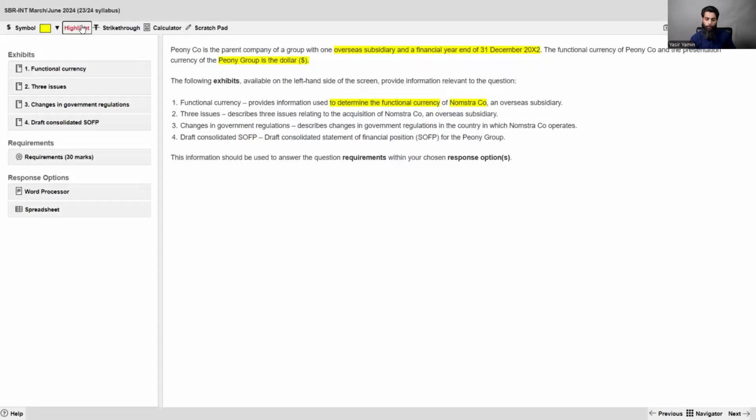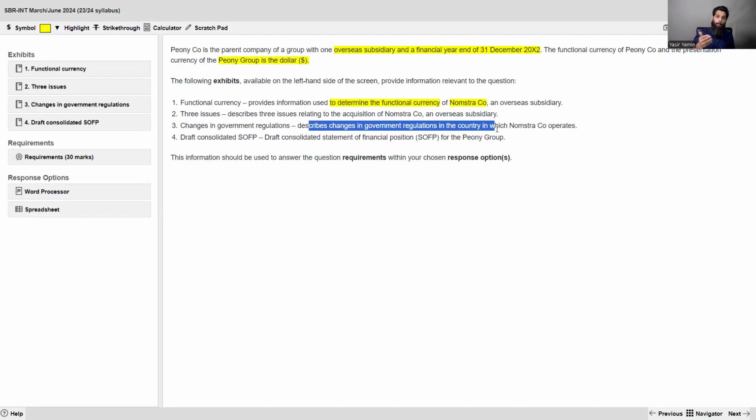All right. Then there are some three issues. This exhibit will describe three issues relating to the acquisition of Nomstra company, an overseas subsidiary. Then there is the third exhibit, which is about changes in government regulations, which describes the changes in government regulations in the country in which Nomstra company operates. So there is something changing in the political or legal framework of that country, and that change needs to be accommodated into your answer.